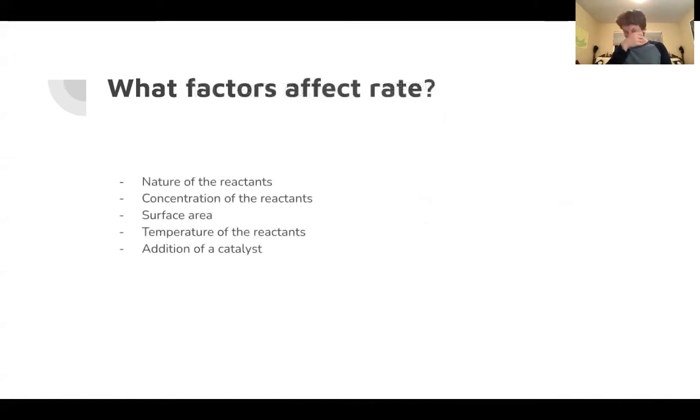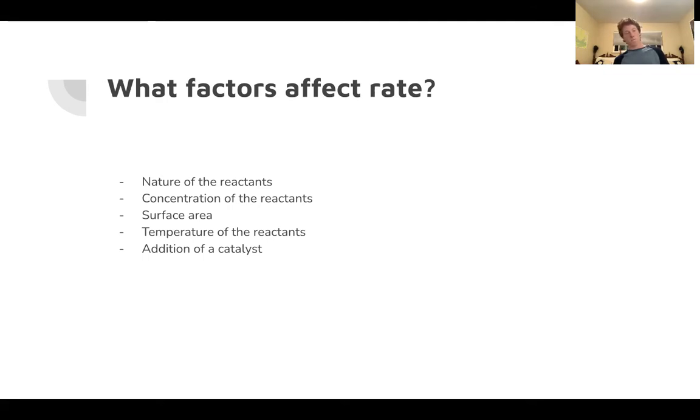And what factors affect the rate of reaction? The nature of the reactants affects this. Molecules with weaker bonds will react more quickly, and thus have a higher reaction rate, because those bonds will break more easily to form products. And more concentrated reactants will also react more quickly because there will just be more collisions, which will increase the rate of reaction and form products more quickly.